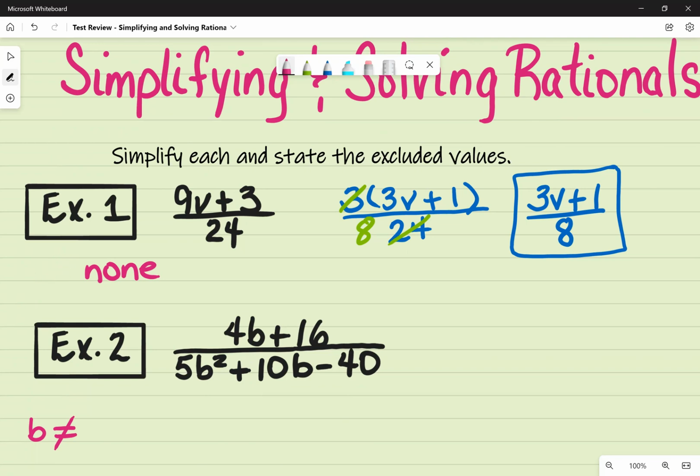I'm not even going to put that v equals. Or I could just write no excluded value so it's clearer. And that's what we're going to do. No excluded values in this example.